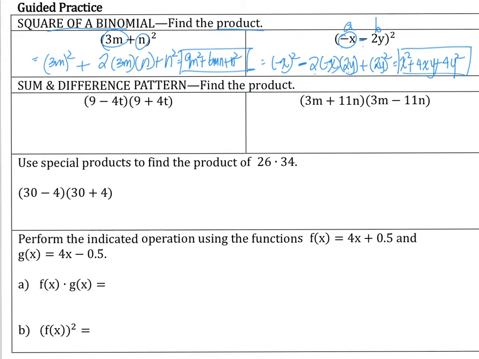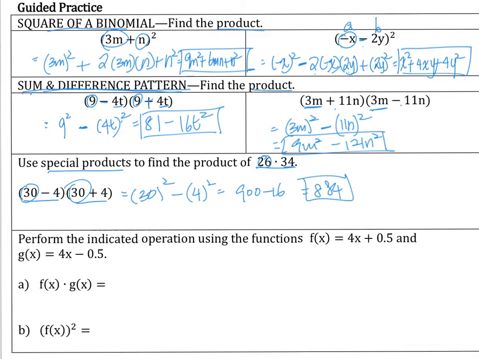And now, I'll teach you a technique. I'm going to use special products to find the product of 26 times 34. Now I can rewrite 26 as 30 minus 4 and 34 as 30 plus 4. And now I can use the sum and difference pattern to further simplify this. So 30 squared minus 4 squared. 900 minus 16 gives you 884.